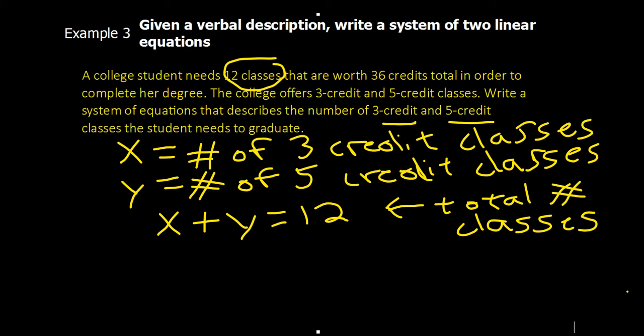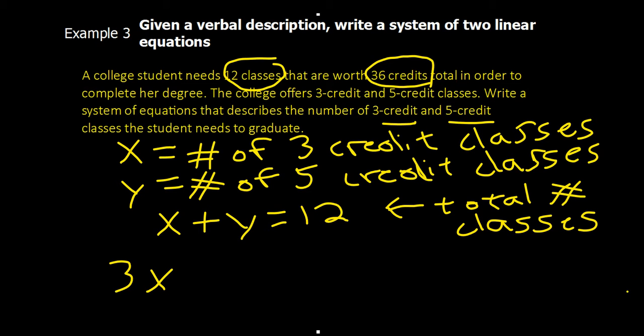Alright, the other piece of information, the other total, is that she needs a total of 36 credits. Okay, so how can I determine the number of credits she gets? Well, if I look at the number of 3 credit classes, which is X, if I take the number of 3 credit classes and I multiply them by 3, because each one's worth 3 credits, then I figure out the number of credits she gets from that.